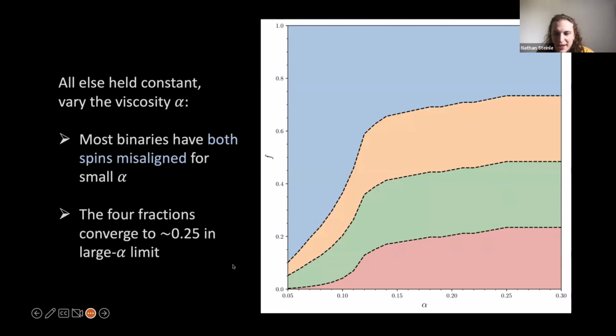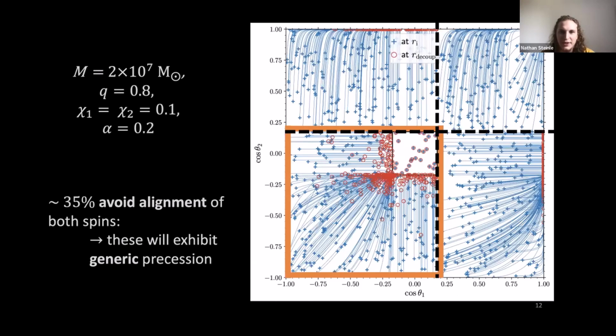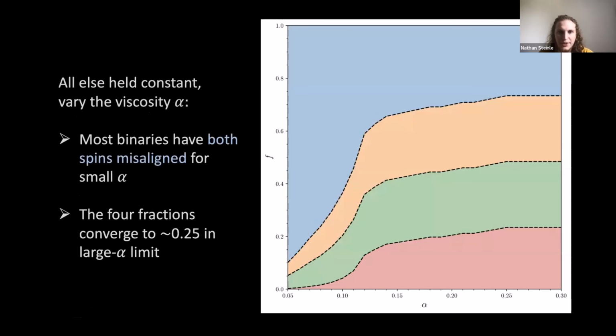So from here, this orange box contains the binaries that encounter a disk breaking in the course of their evolution through the disk migration phase. And if you count how many binaries did this from the whole distribution, in this case it was about 35% of the binaries that will encounter this disk breaking of both black hole disks.